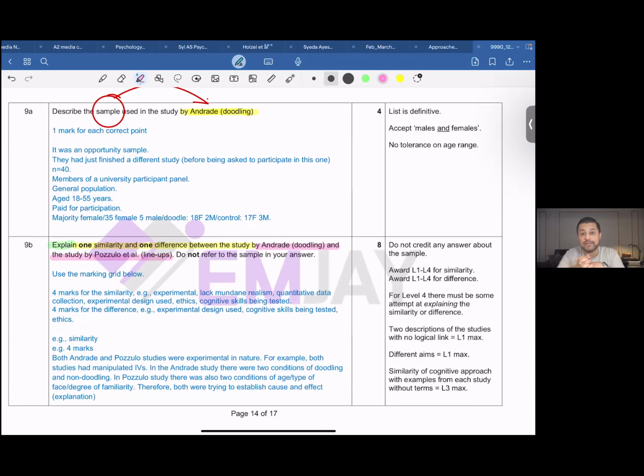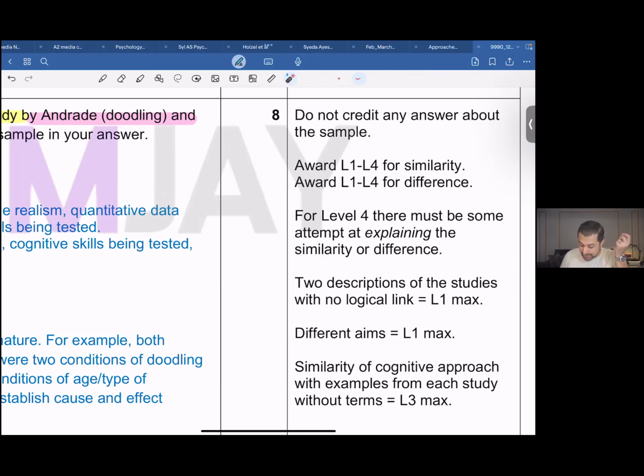So these are the questions that are marked on the basis of levels, and I have provided a video on the study by Hassett et al. where, attempting an 8 marker, I've spoken about how an 8 marker should ideally be attempted. If you haven't come across the video, you could ask me, and I could share the link to the video with you. So for level 4, there must be some attempt at explaining the similarity or difference.